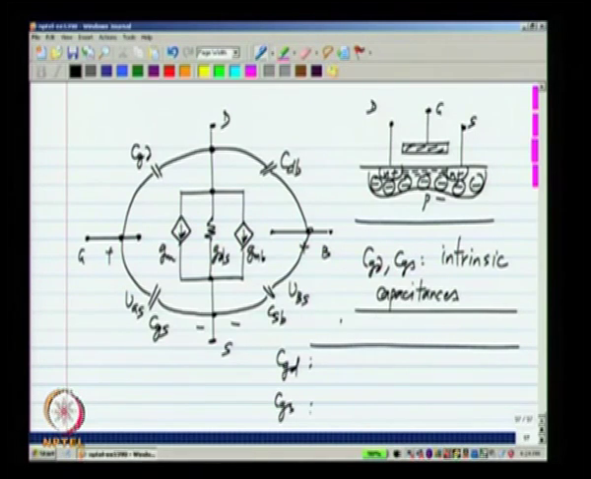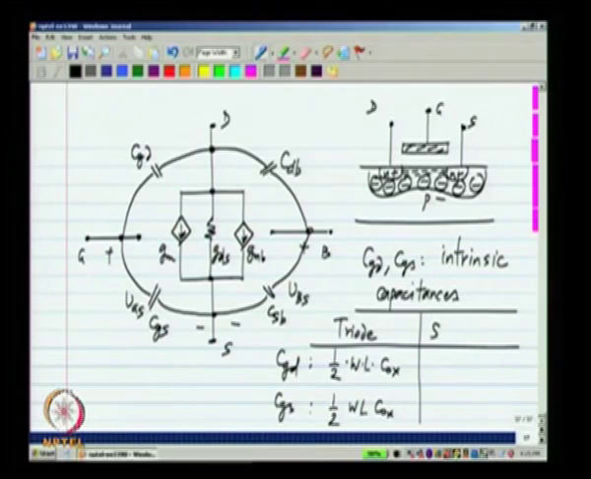Okay. Now, it turns out that in triode region, CGD and CGS are both equal to half of W times L times Cox. Okay. This W times L is nothing but the area of the gate and Cox is the capacitance per unit area of the oxide under the gate. W times L times Cox is the total capacitance of the gate. Now, in triode region, these are equally apportioned between the drain and the source, both CGD and CGS equal half WL Cox.